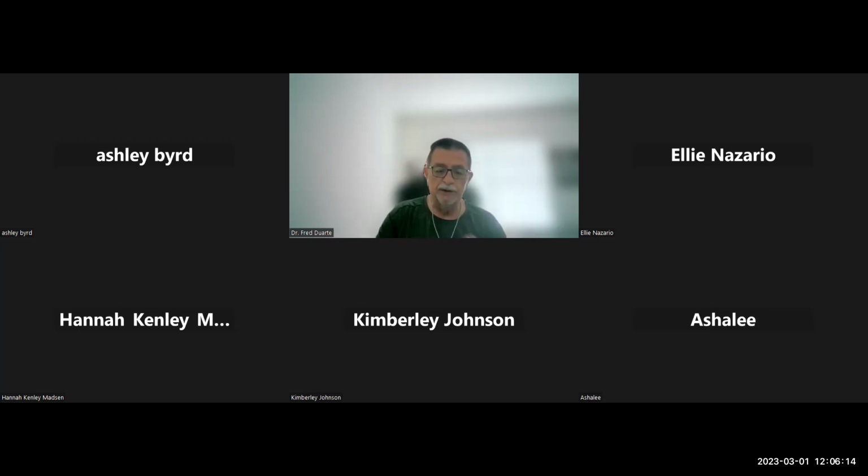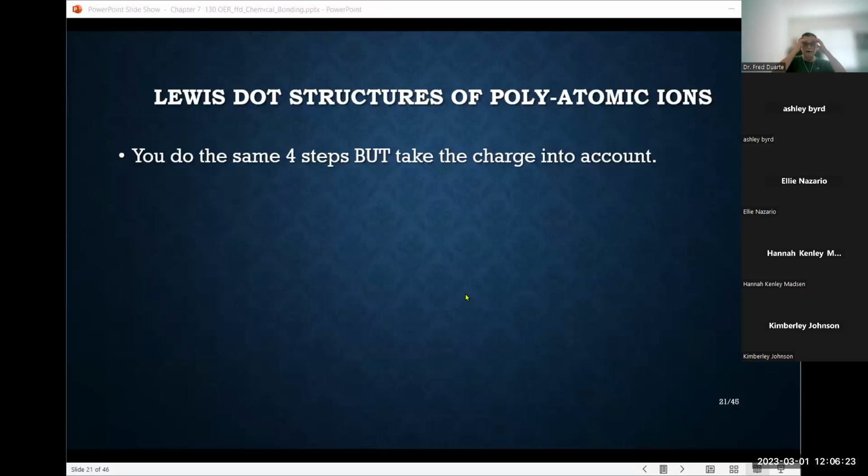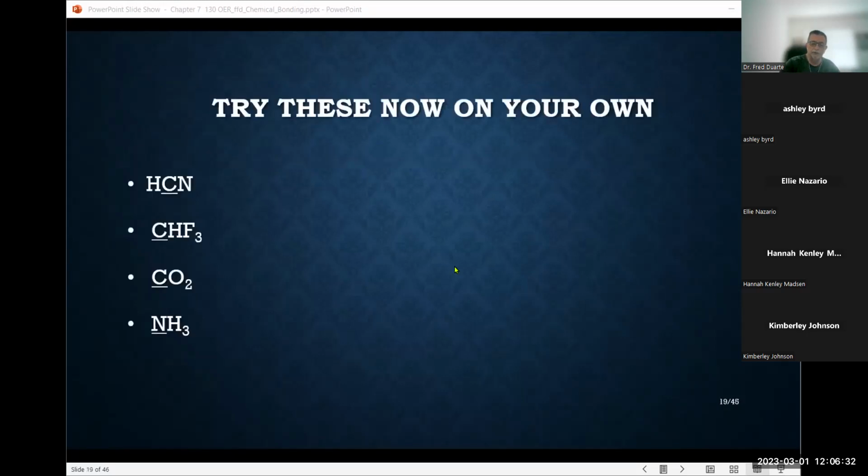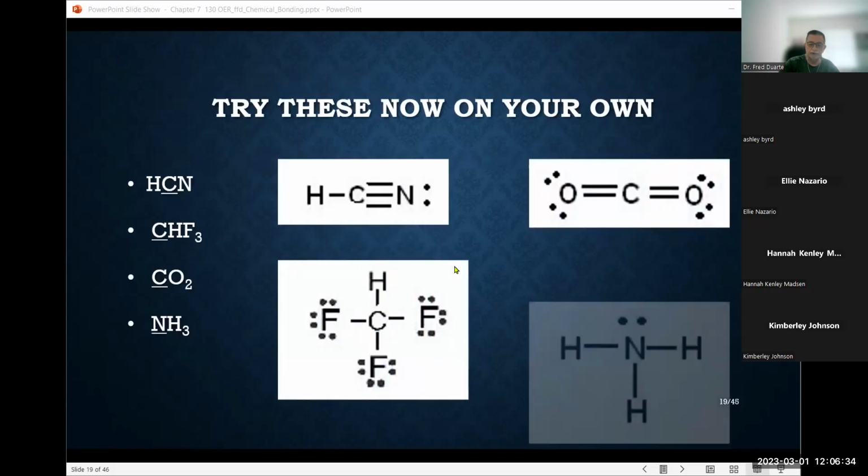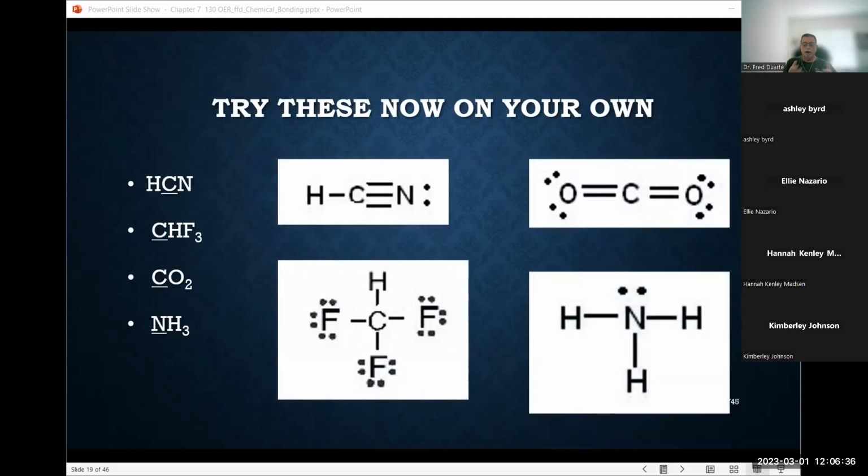Okay, well, we were finishing up on, let me show you the screen. My notes show me that we ended up on this particular page. We have been talking about Lewis dot structures. We had just finished doing the Lewis dot structures for a variety of different compounds.